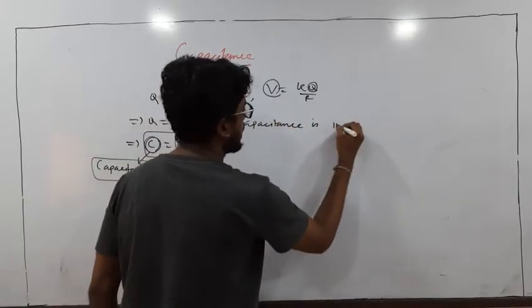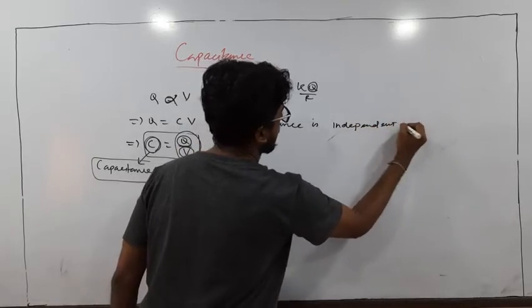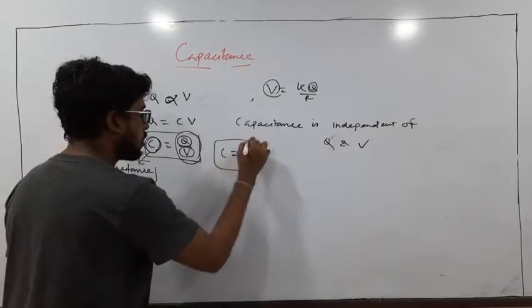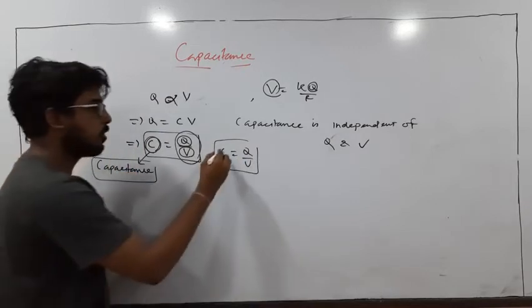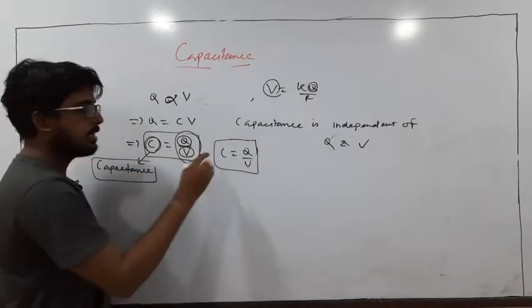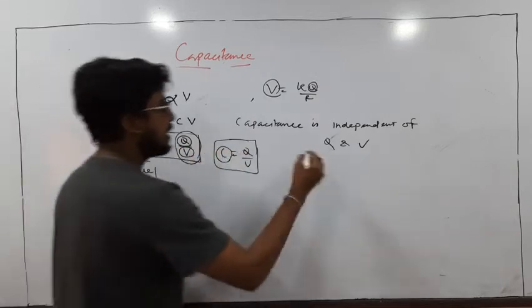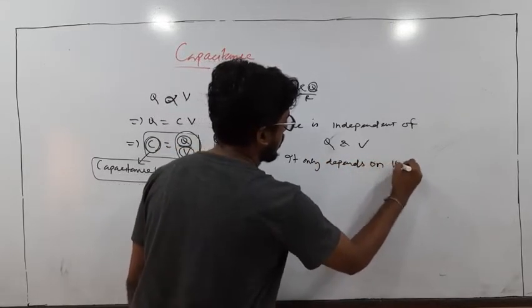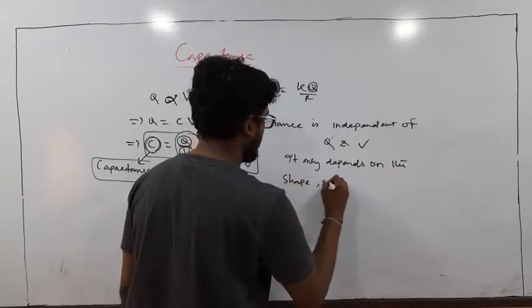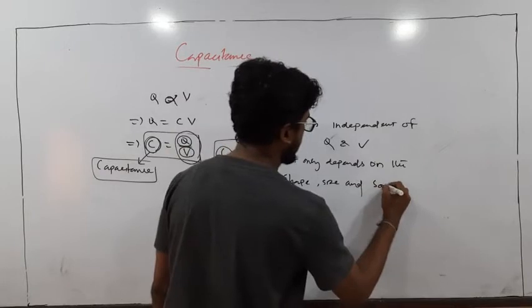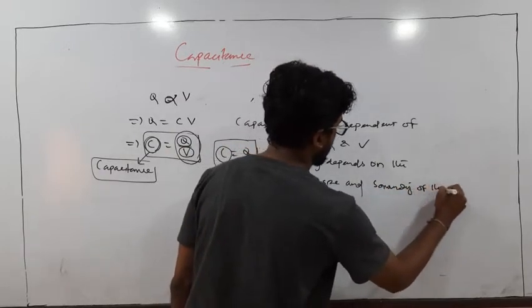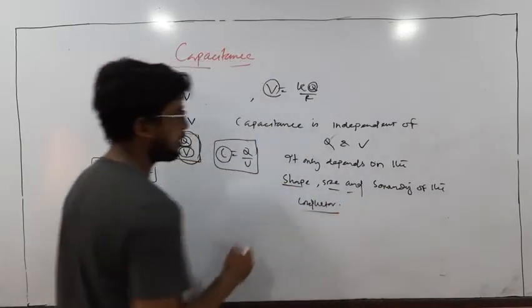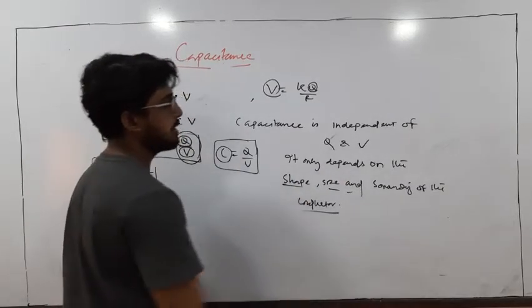So the capacitance is, you have to remember that, independent of Q and V. As here C is equal to Q by V, but the capacitance never depends upon charge and potential. It is always constant. It is independent of Q and V. It's a constant, and it only depends upon the shape, size and surrounding of the conductor. Okay. Shape, size and surrounding of the conductor. The capacitance depends upon what? The shape, size and surrounding of the conductor.